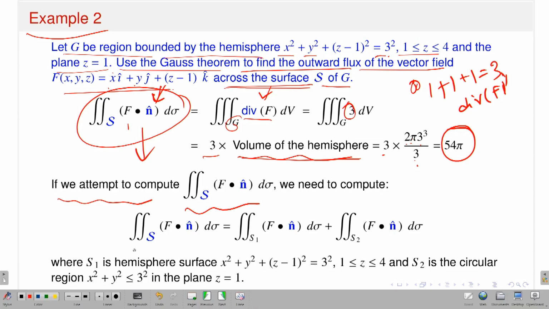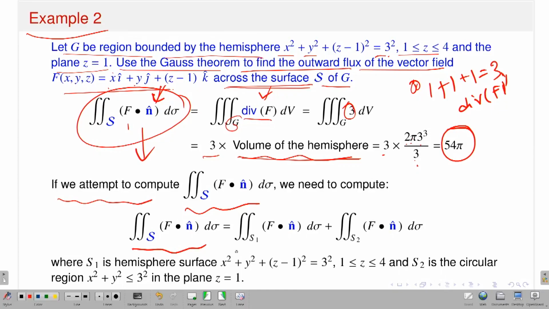That means this surface integral I can break up into two parts. One is the upper one and another is the plane z is equal to 1. One is the integral over S1, another over S2. What is my S1? S1 is the hemisphere surface x square plus y square plus (z minus 1) square is equal to 3 square, z runs from 1 up to 4, and S2 is the lower one. That means S2 is the circular region x square plus y square less than or equal to 3 square in the plane z is equal to 1.